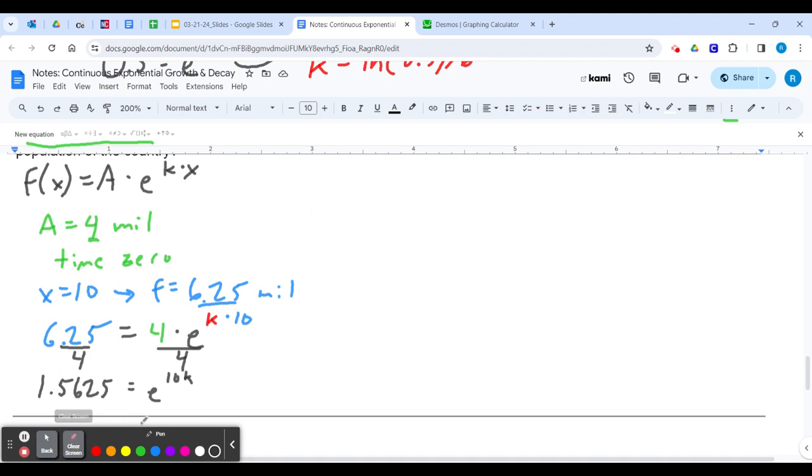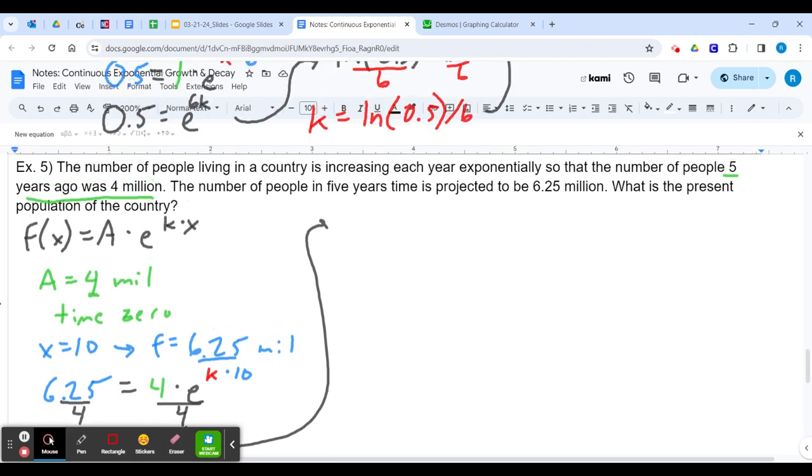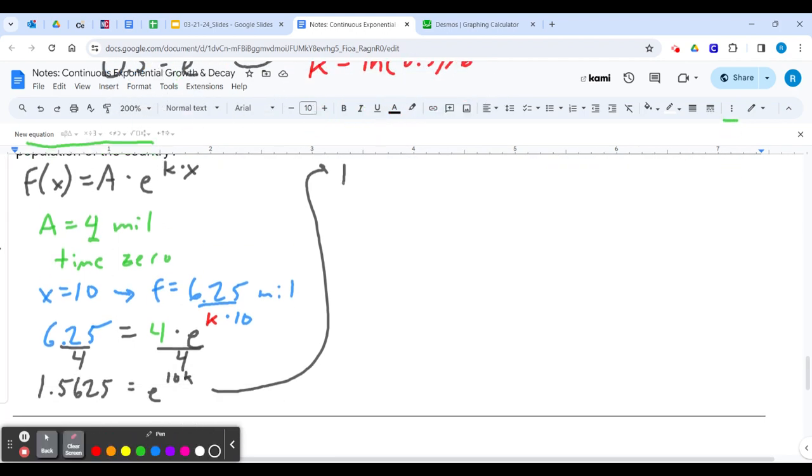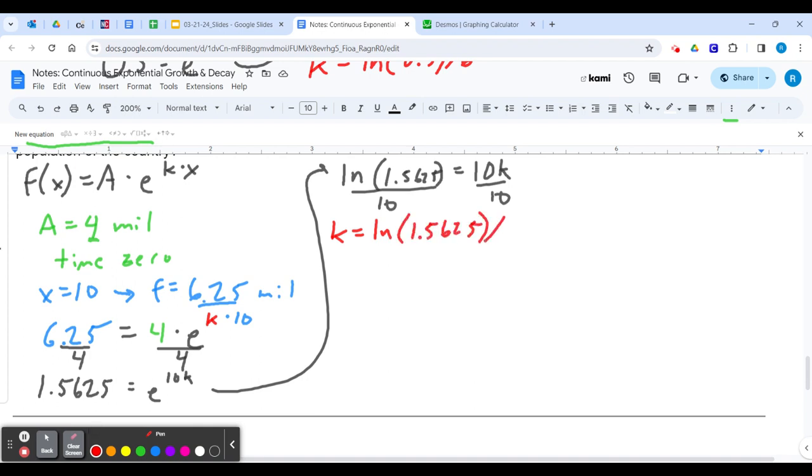And now we have something we can write in logarithmic form. So I'll start moving this up here now to make it easier to see, and that step's a lot easier to work with. We have our natural log because the base is e. I'm going to leave that parentheses blank for the moment, and we have 10k. And in that parentheses is 1.5625. And then lastly, we can divide both sides by 10 to get that k alone. We're going to get a k value of ln of 1.5625 divided by 10.